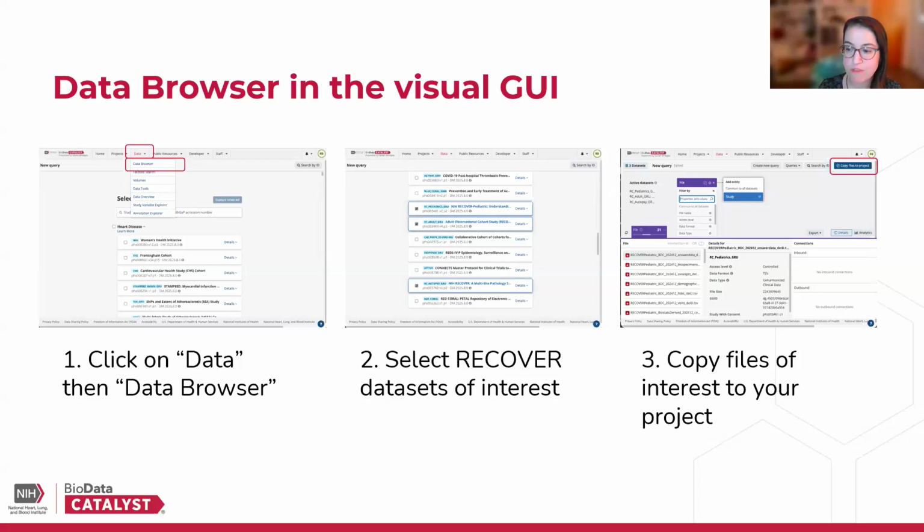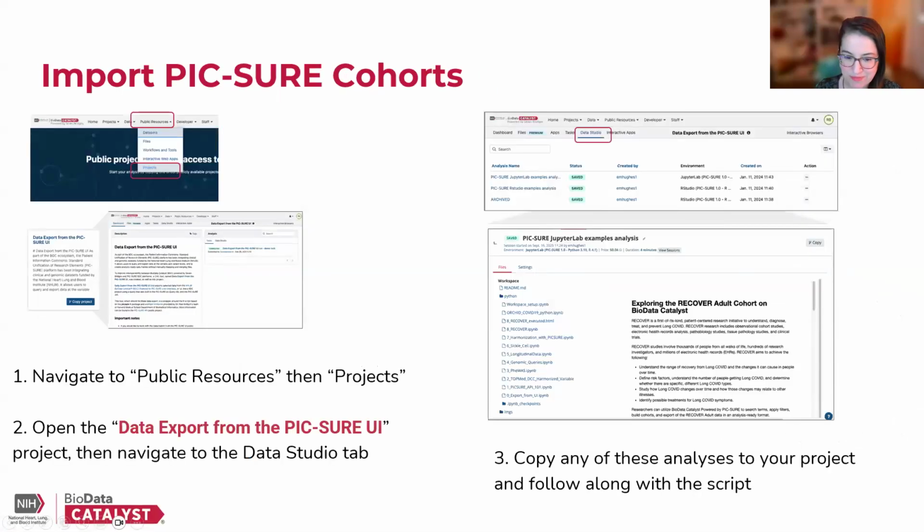As a side note, one of the many benefits of using BioData Catalyst for researchers is that you can co-analyze the recovered data alongside, for example, other COVID data sets that are part of the NHLBI hosted data, like C4R, the Collaborative Cohort of Cohorts for COVID-19. After you've selected the data sets you want to work with, you can copy files of interest to your project workspace, and from there, you'll begin analyzing the data. So that's one way to get to the data. Next slide, please.